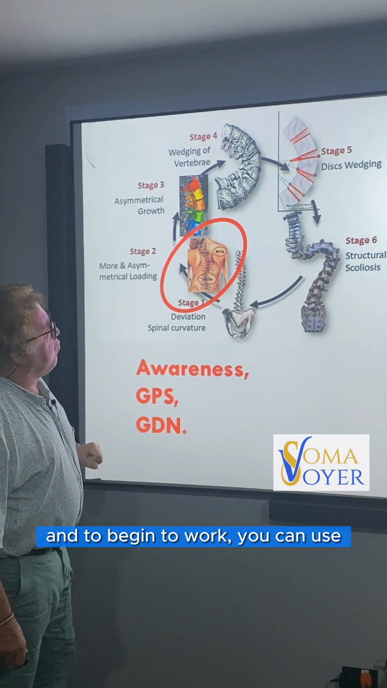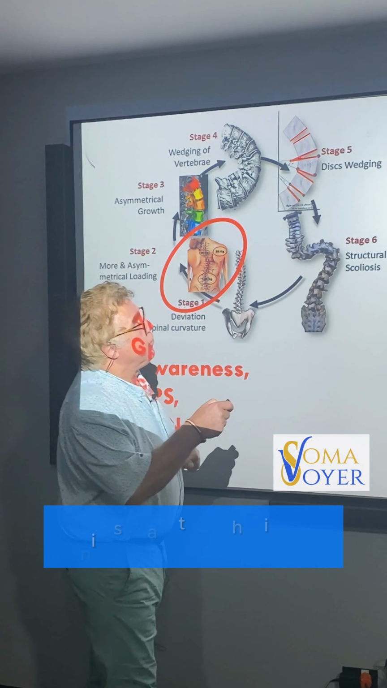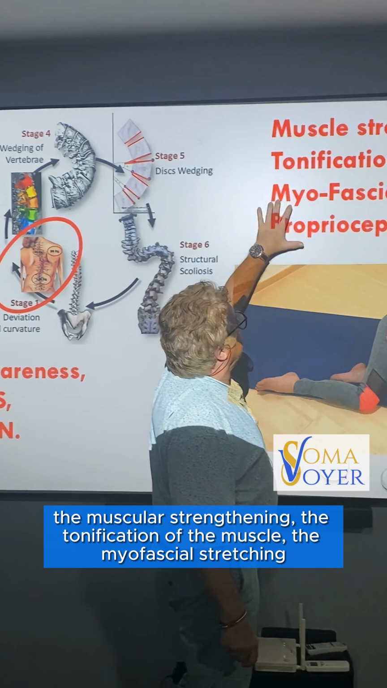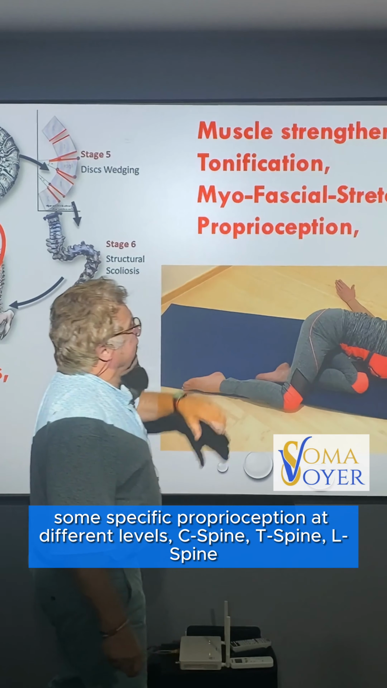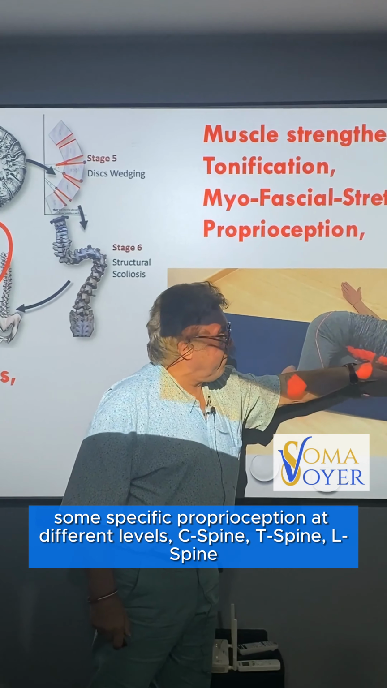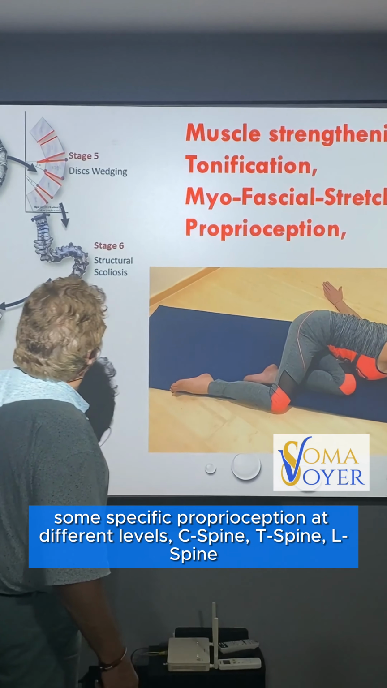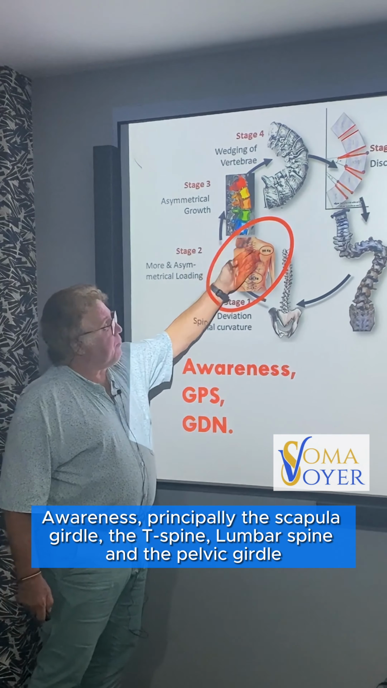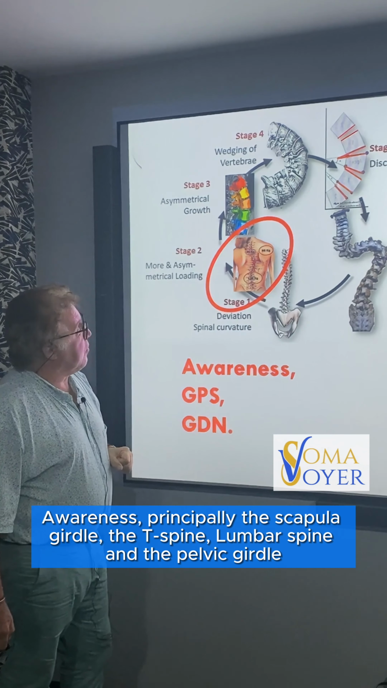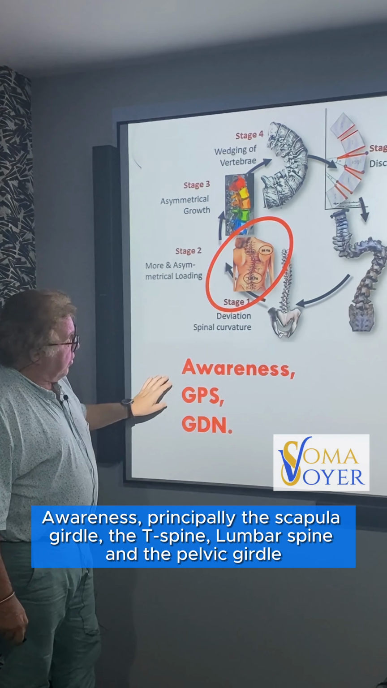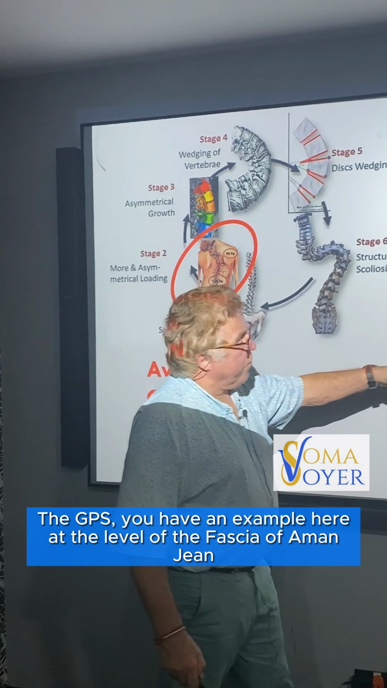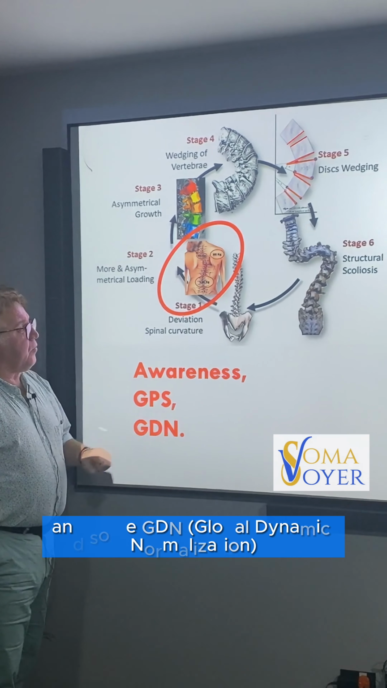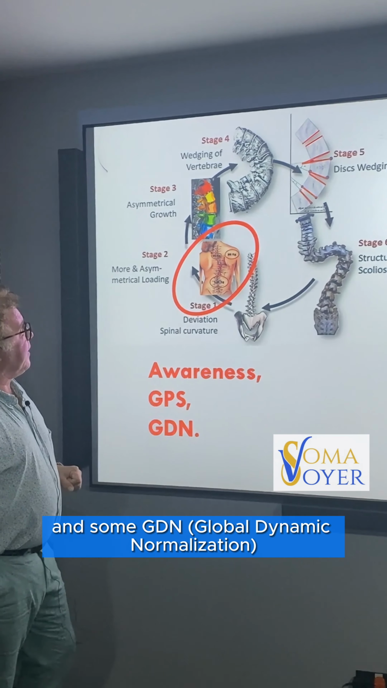And to begin to work, you can use muscular strengthening, the tonification of the muscle, myofascial stretching, some specific proprioception at different levels: C-spine, T-spine, L-spine, on the sacroiliac, the awareness of principally the scapular girdle, the T-spine, lumbar spine, and the pelvic girdle, some GPS. You have an example here at the level of the fascia, and some GDN, global dynamic normalization.